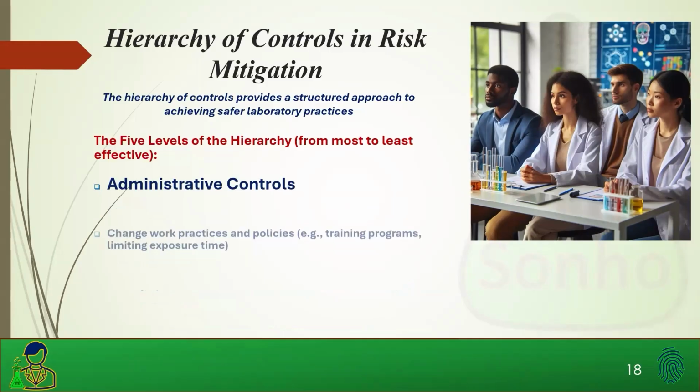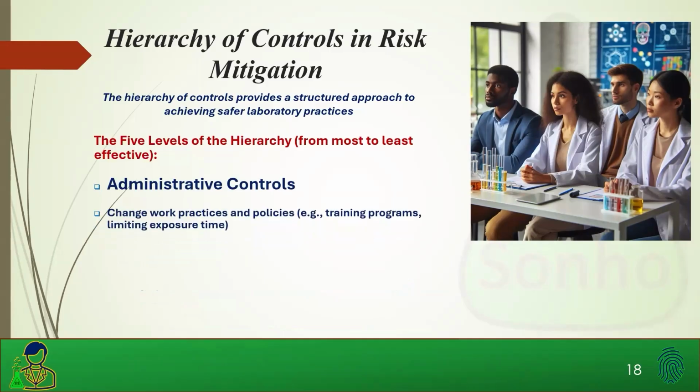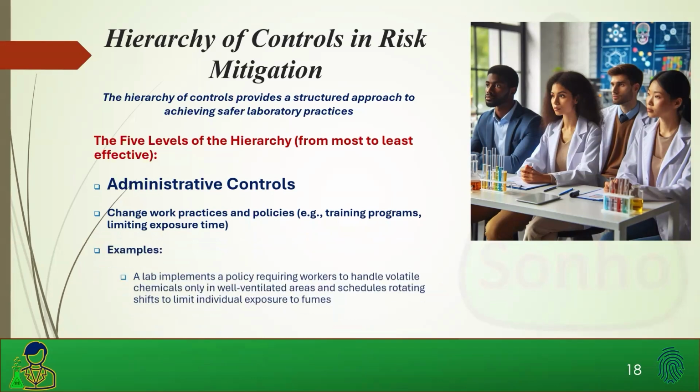Administrative controls. These change work practices and policies, such as training programs or limiting exposure time. Some examples: a lab implements a policy requiring workers to handle volatile chemicals only in well-ventilated areas and schedules rotating shifts to limit individual exposure to the fumes. So trying to reduce exposure. It does not completely eliminate the risk, and there is some level of exposure, but it tries to reduce the amount of time and the amount of risk exposure.